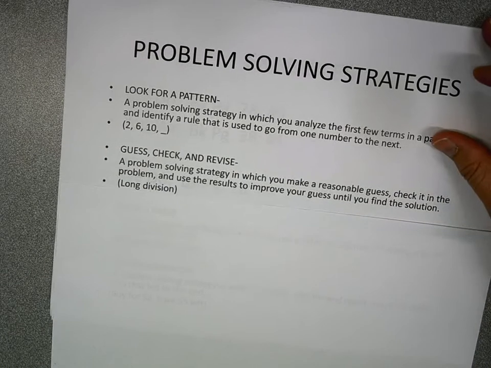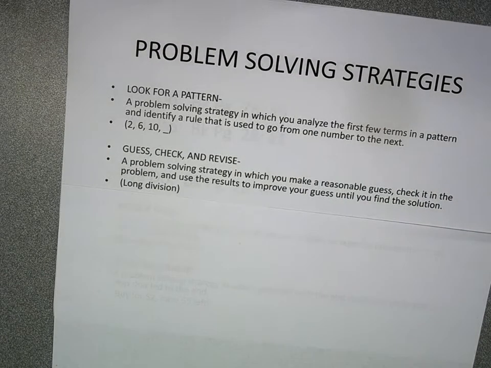I just put down long division. When we do long division, that's what we do. We guess, check, and revise. When it's really big numbers, we have some strategies to give us a good guess, but we're still guessing. And then we try it out. If it doesn't work, then we revise.